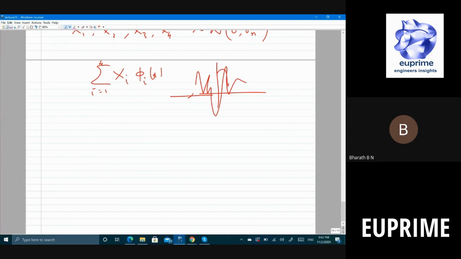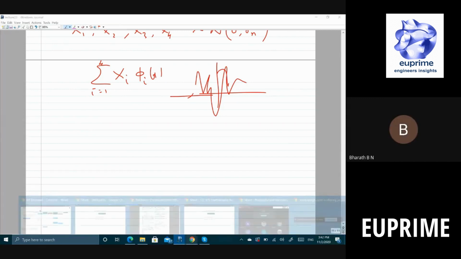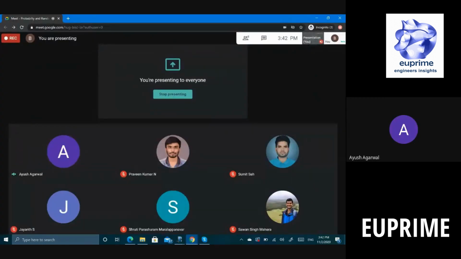Can you try this at home today? If you have MATLAB, you generate 4 of these, generate Gaussians and add, and see what you get. Can you do that, all of you? Yes, sir. Jayant, you are familiar with MATLAB or some other tool, right? Yes. Okay.